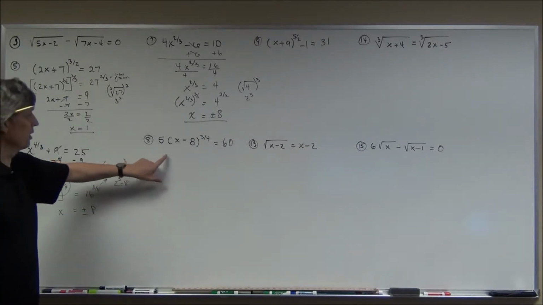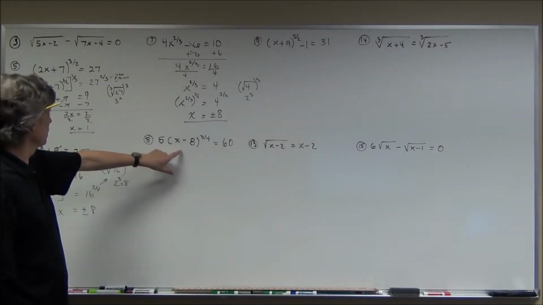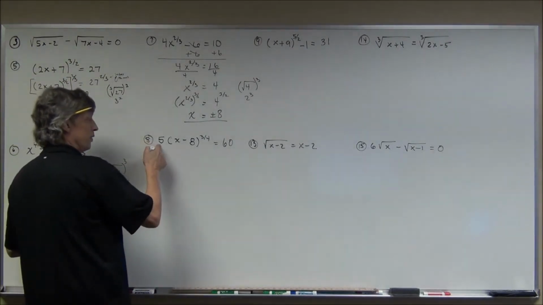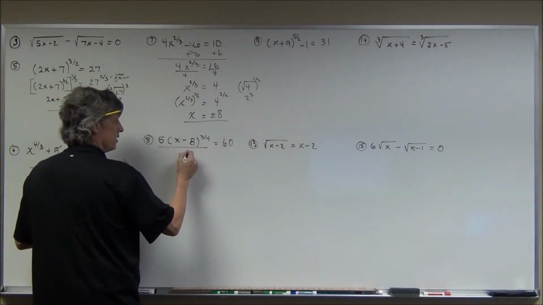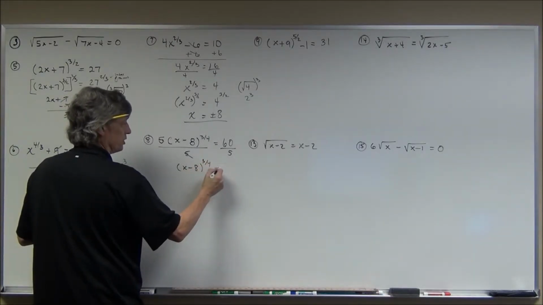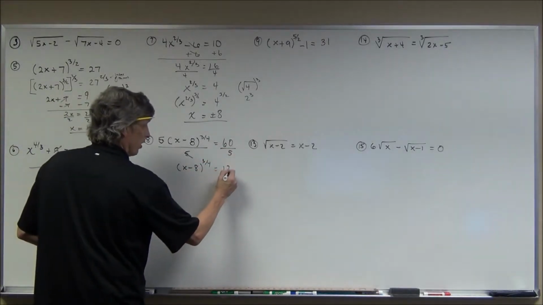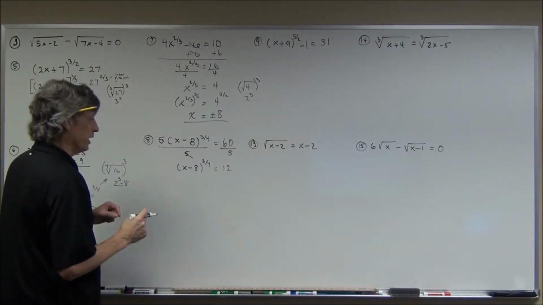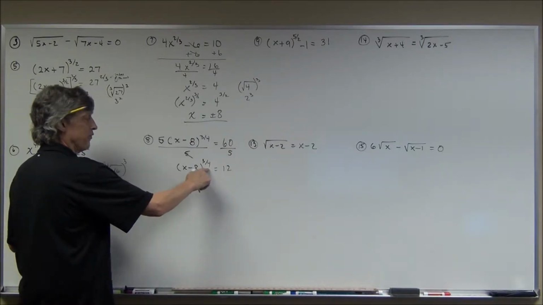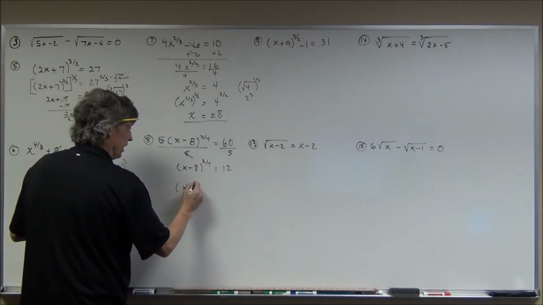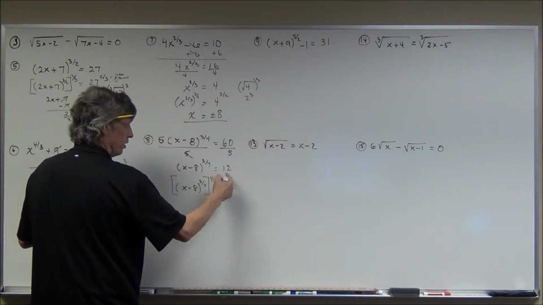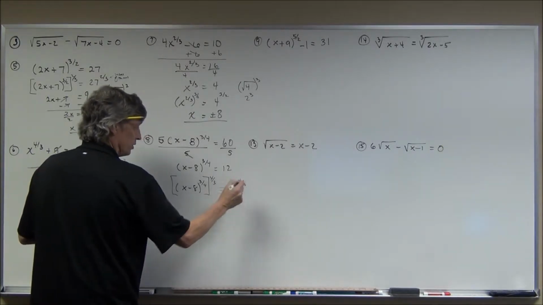All right, number 8 down here. Now this is a little bit more like the first example, except that 5 is on the outside, so I'll get rid of that first. I'm going to divide both sides by 5. And I get the quantity x minus 8 to the 3/4 power is equal to, well, 60 divided by 5 is 12. Now I am going to raise both sides to the reciprocal power. The 3/4 power, the reciprocal of that is 4/3. So that's x minus 8 to the 3/4, all that raised to the 4/3. And then over here, the 12 is raised to the 4/3.